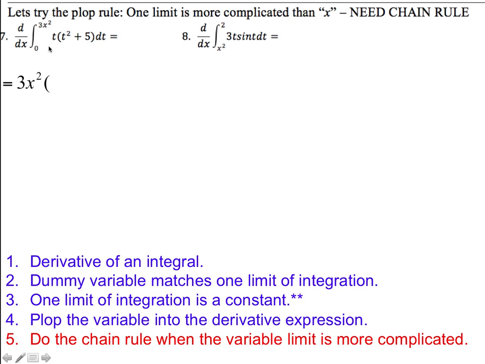So I plopped my 3x squared there for t. And then I'm going to plop my 3x squared there and square it for t squared plus 5. And then after that is done, I'm going to go ahead and take the derivative of 3x squared, which is 6x, and multiply it. So I have the plop rule right here, and then times the derivative of the limit, which is the chain rule.